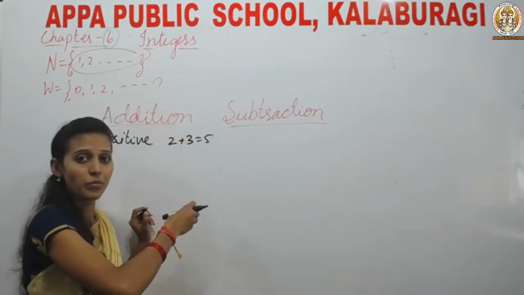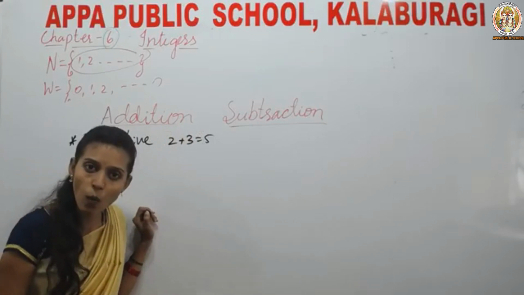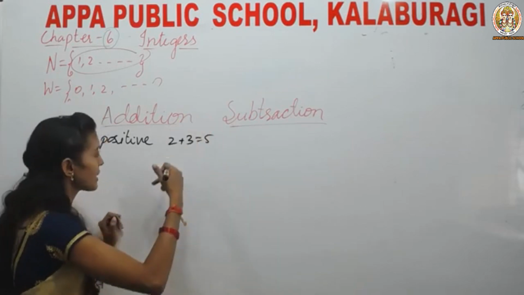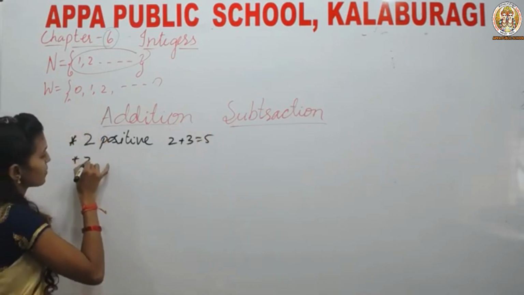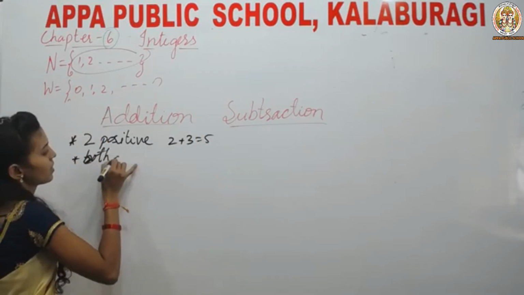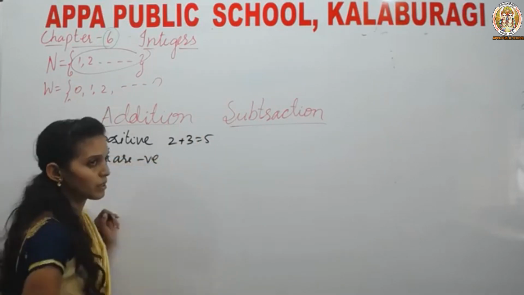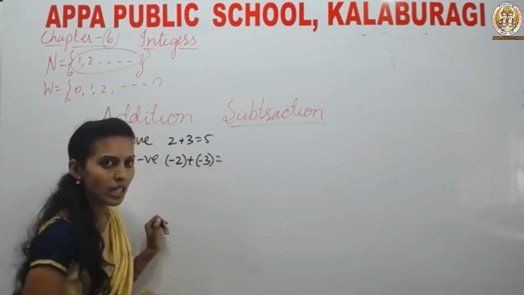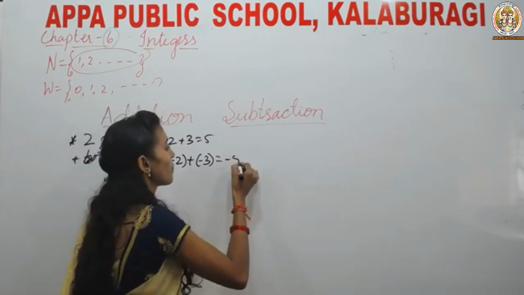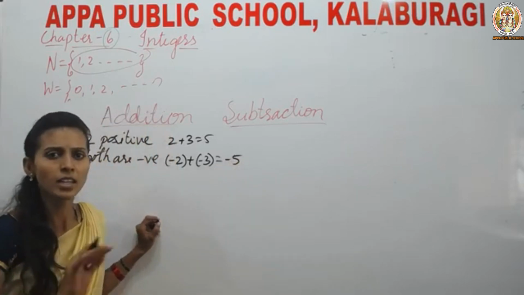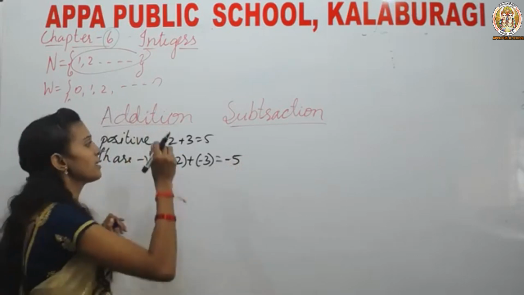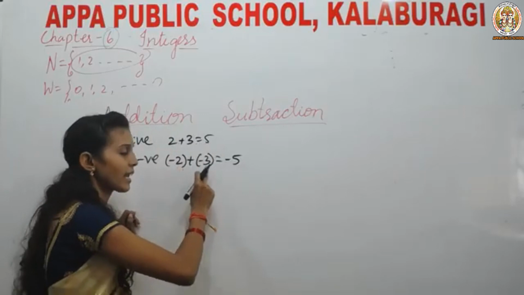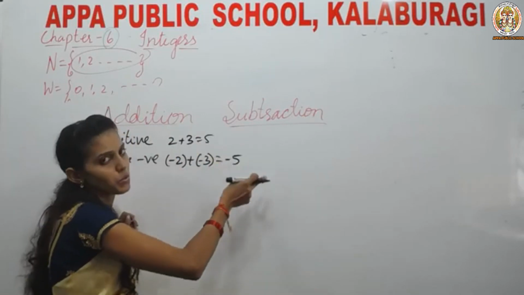The same concept will apply for negative integers also. Here both are positive, the answer is positive. In the same way, if both are negative numbers, -2, -3, then what is the answer? Very easy, -5, that's it. Nothing difficult. Here both are positive, we added, the answer is positive. Here both are negative, added, the answer is also negative.